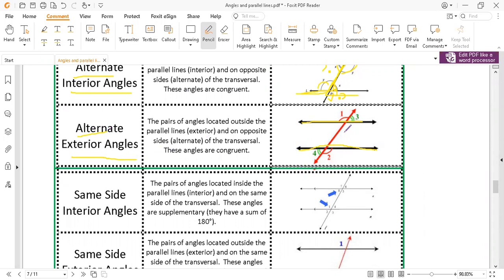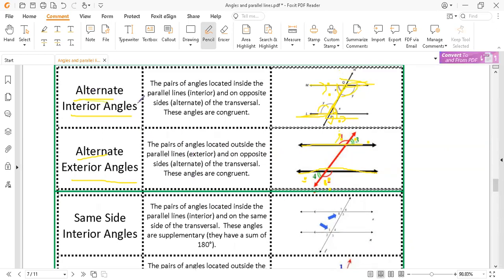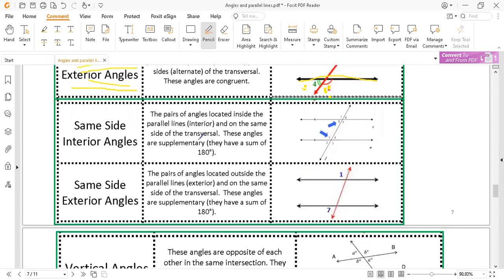Okay, so normally we want to say that the angles located outside the parallel lines and on opposite sides are alternate exterior angles. Here we have two angles on the exterior side, located on opposite sides. So this one and this one are opposite, so they are equal, and this one and this one are opposite, so they are equal. So we have alternate interior angles, alternate exterior angles, and same side interior angles.